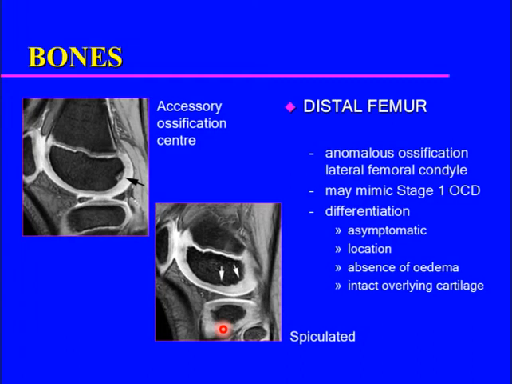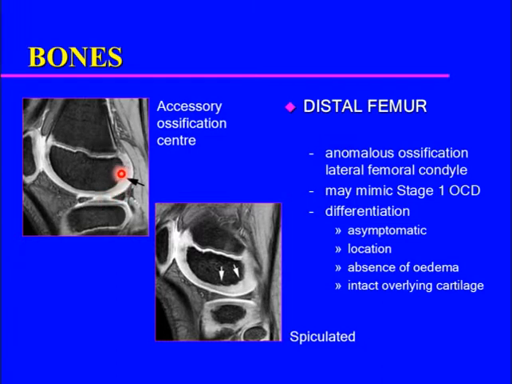Anomalous ossification of the lateral femoral condyle can happen and may mimic stage 1 osteochondritis dissecans. The differentiation from osteochondritis dissecans is that it's asymptomatic. The location is not common for osteochondritis dissecans. There is no edema and the overlying cartilage is intact. You can see what appears to be a defect here. This is not a common site for osteochondritis dissecans. The most common site is the articular surface itself.